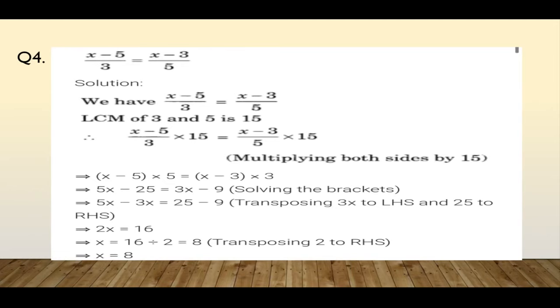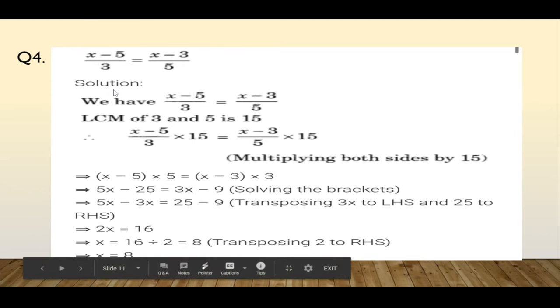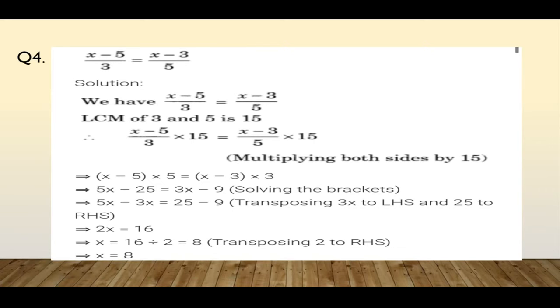Here's another question, question number 4 of the same exercise. It is x minus 5 upon 3 is equal to x minus 3 upon 5. Here also, there are various methods. Either you can cross multiply, or you can follow a similar method to what you have done in the previous question.